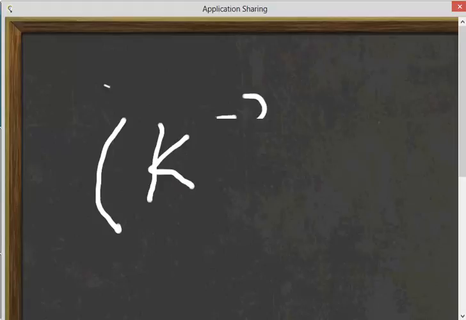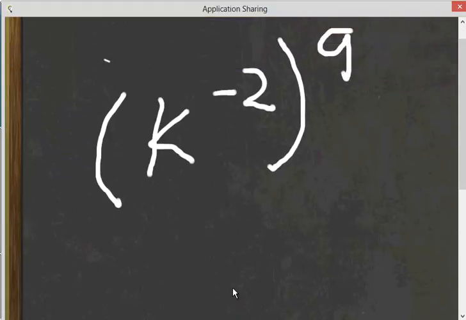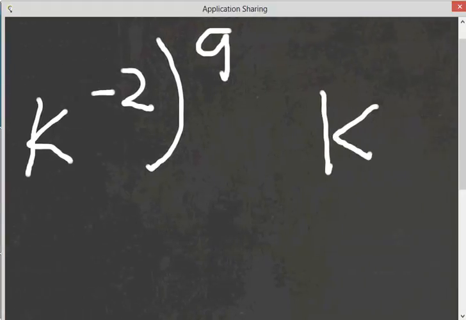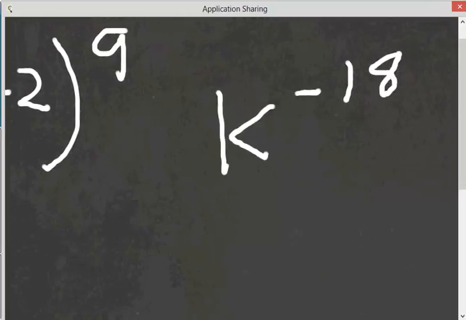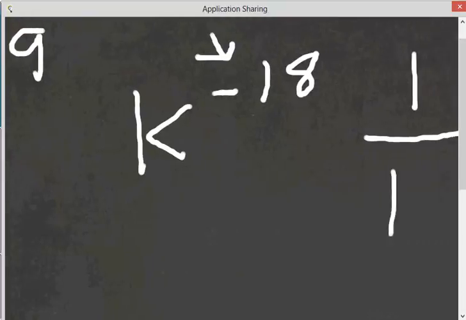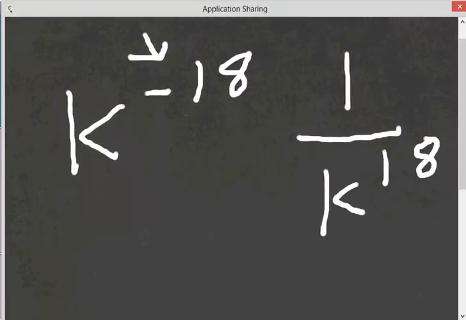So if you were given k to the negative 2 power raised to the 9th. Well, we know that it's a power raised to a power, so we're going to multiply those. That gives us k to the negative 18th. But we don't want to end up with this negative exponent. So we simply are going to take it to the bottom. We get 1 over k to the 18th. Simple enough?